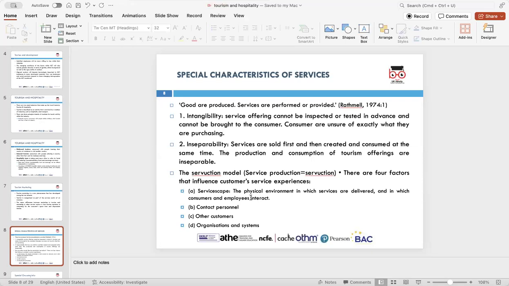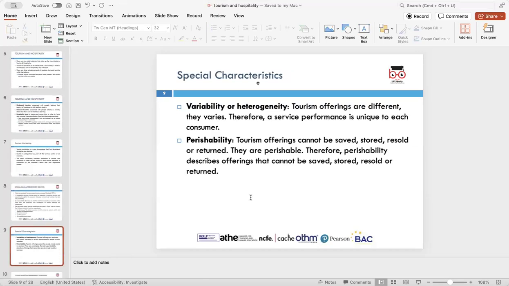The servuction model outlines four factors shaping the consumer experience: the servicescape or physical service environment, contact personnel who interact with customers, the presence of other customers, and the organization and systems that support the service delivery.